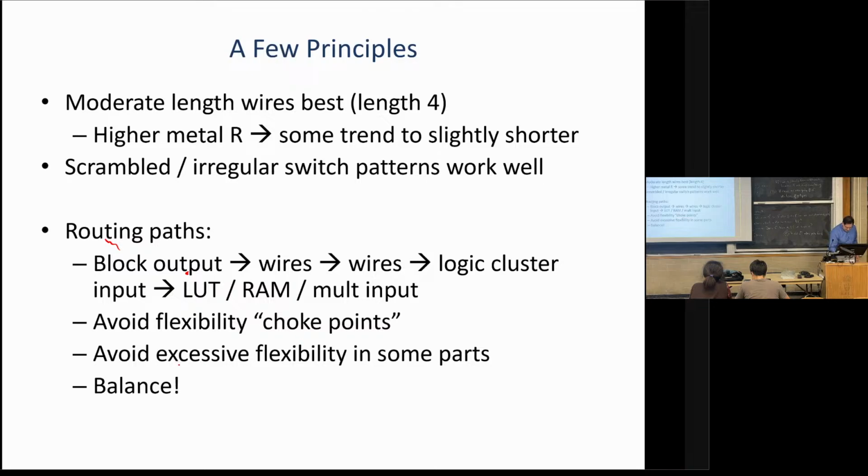You also want to avoid excessive flexibility. So if I already have a lot of, for example, flexibility going from the block output to wires, well, if I have lots of that, some of it's probably wasted, right? I just get very little routing blockage there. I could probably rip some of those switches out and I wouldn't notice much degradation. So you kind of want to balance this.